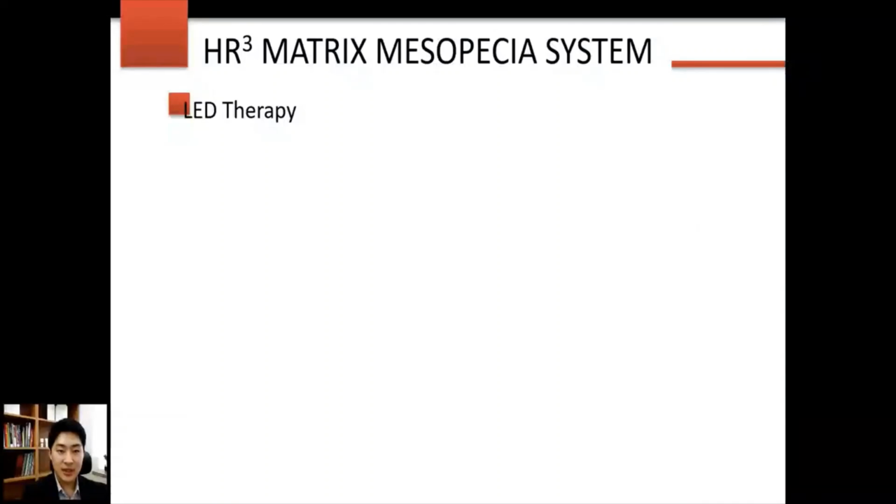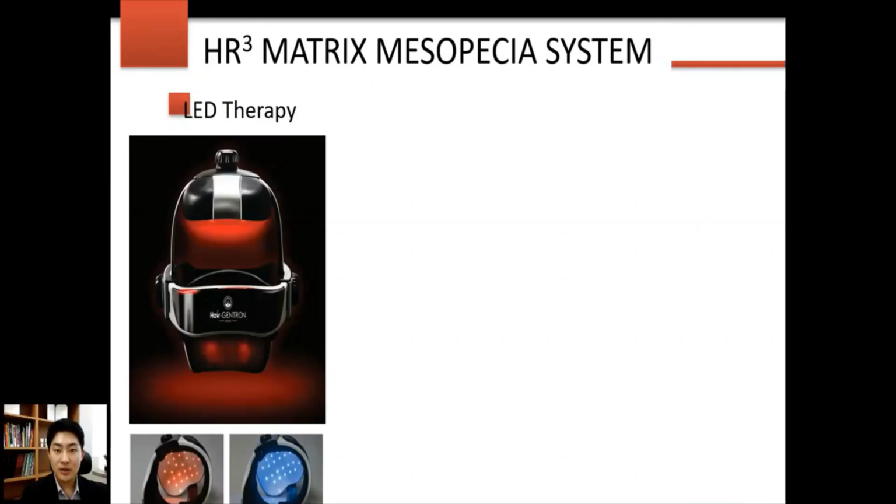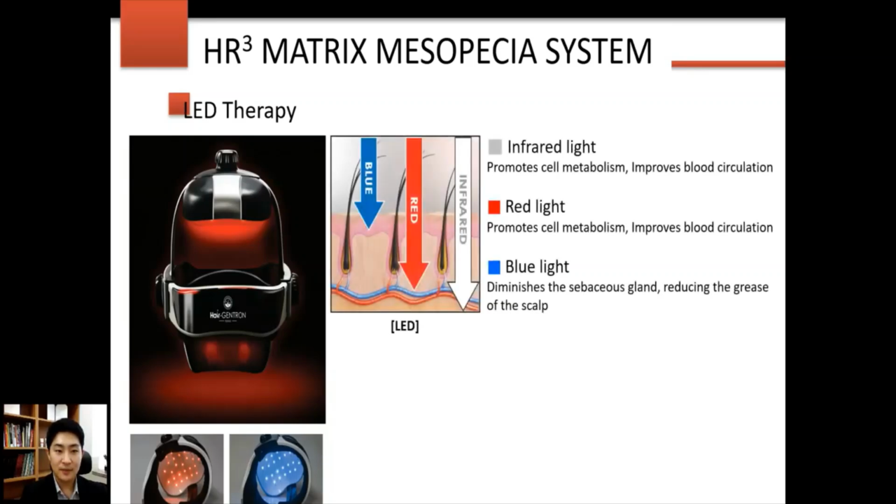The final procedure for this system is LED therapy with Hair GENTRON. Hair GENTRON is a helmet which radiates infrared light, red light, and blue light. And at the same time, it also provides massaging and heating functions. Let's look at the effects of each function briefly.